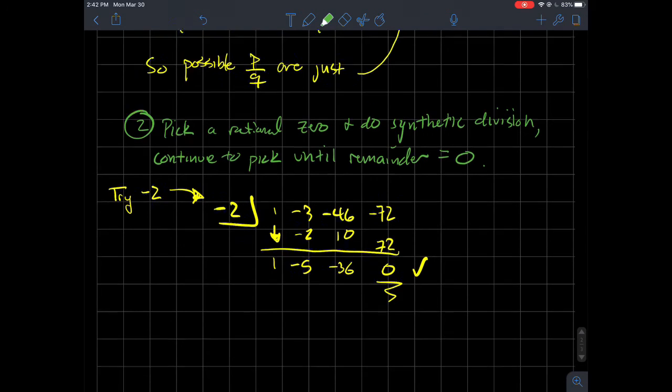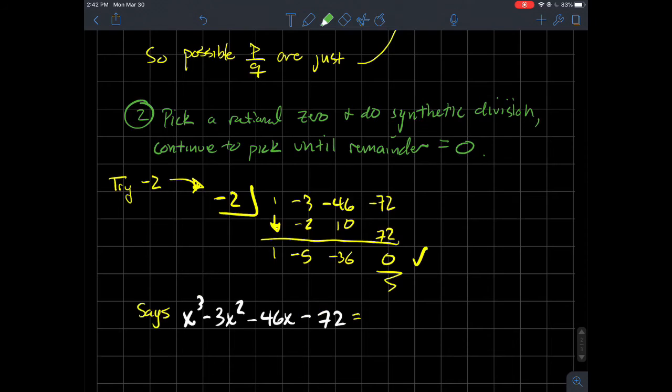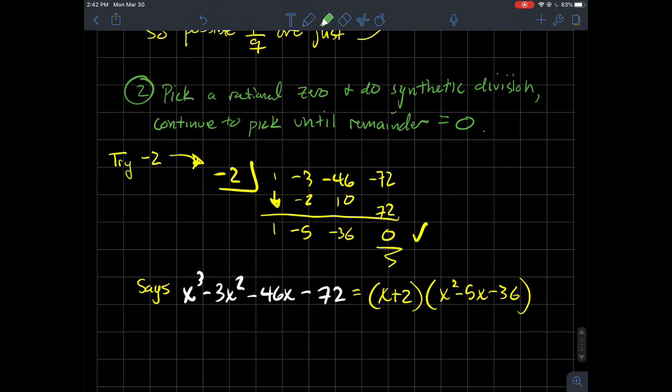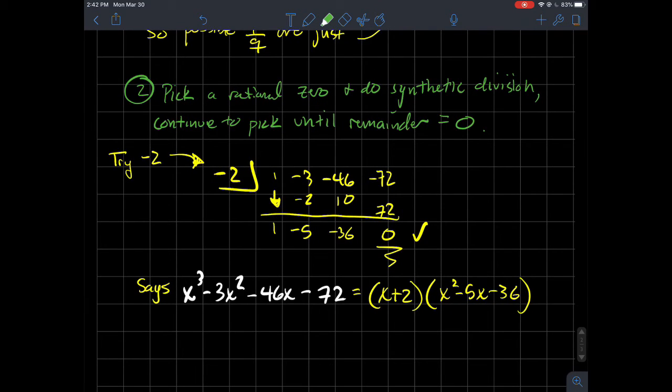So now we need to put this together. What does this say? Well, this information here and here tells me how to factor this original polynomial. It tells me that x plus 2 is a factor since the remainder is 0. And then what's left over when you factor x plus 2 off? Well, the quotient's left over, and that's x squared minus 5x minus 36. So now we're ready to move on to the next step.